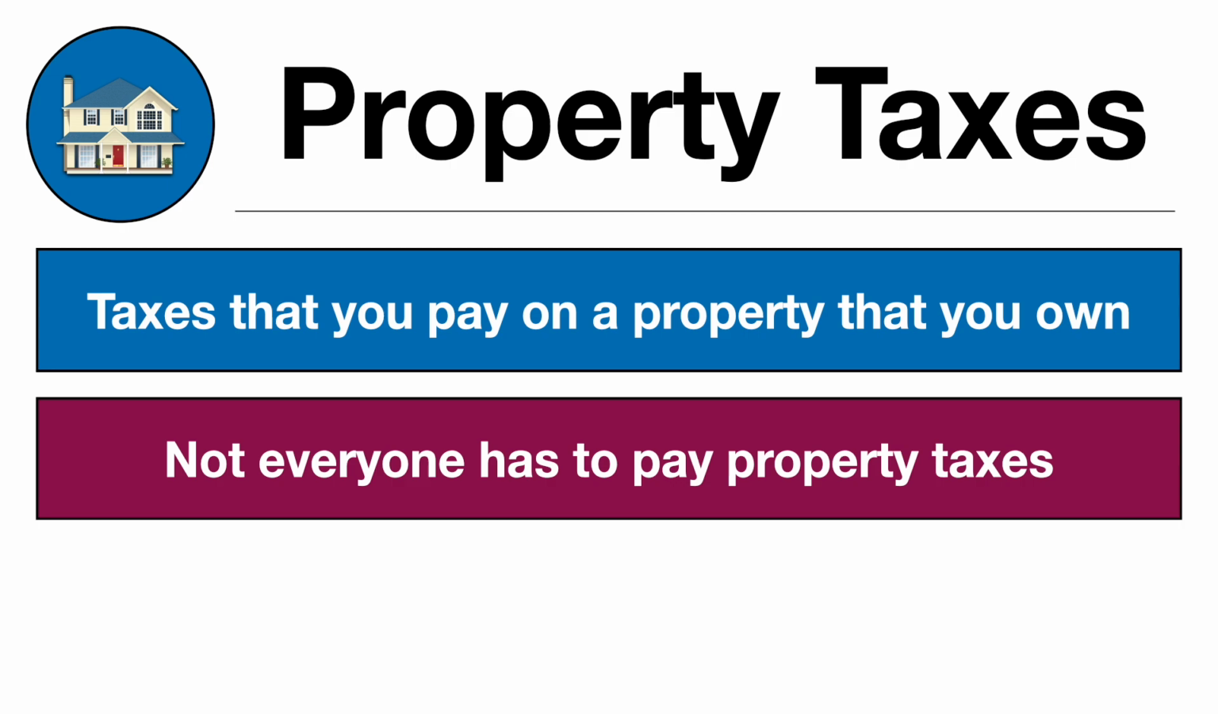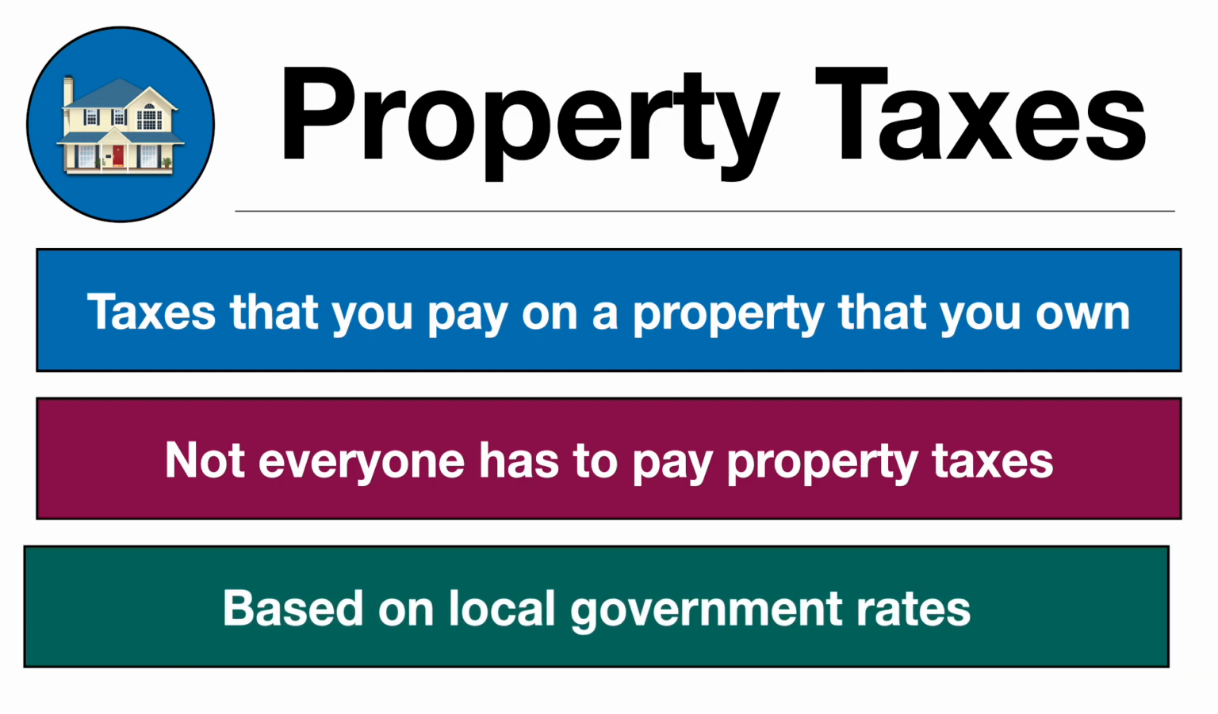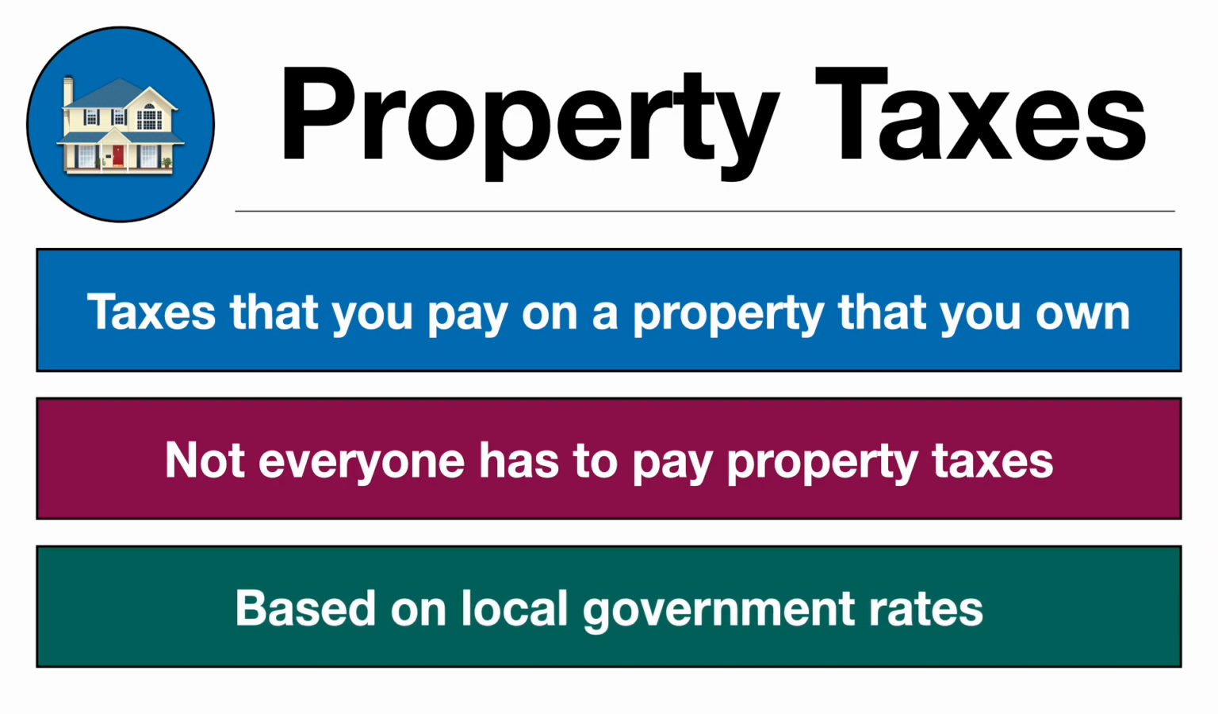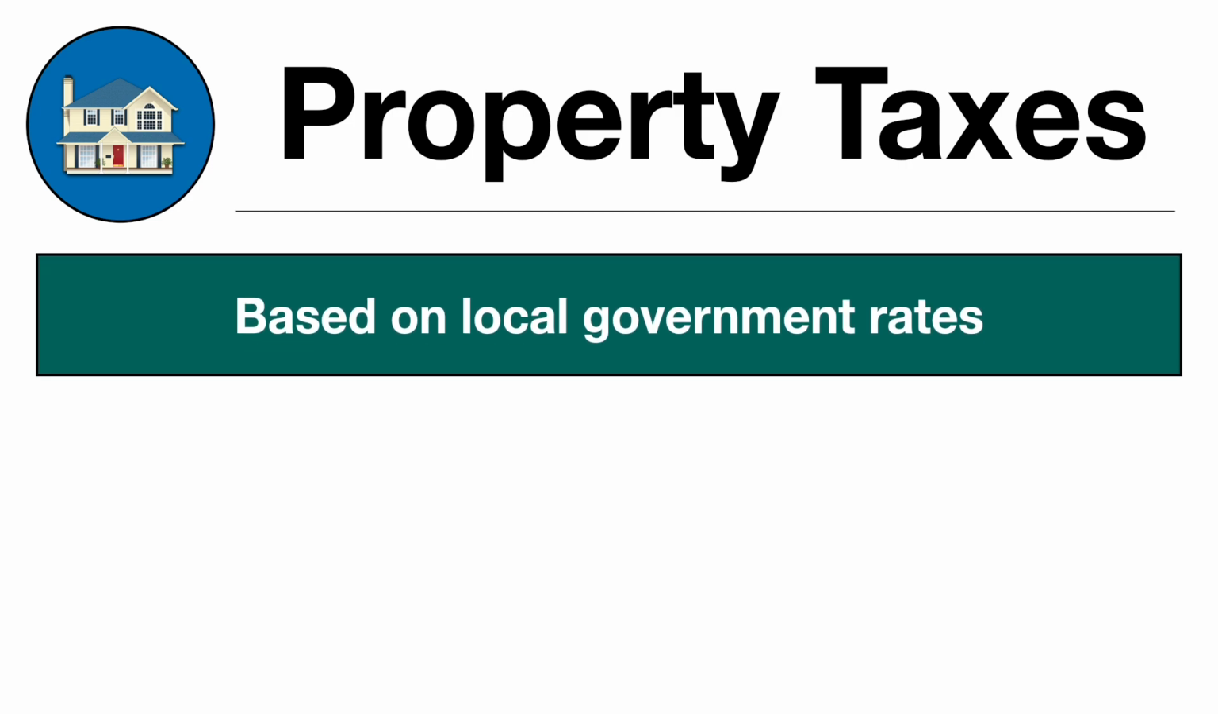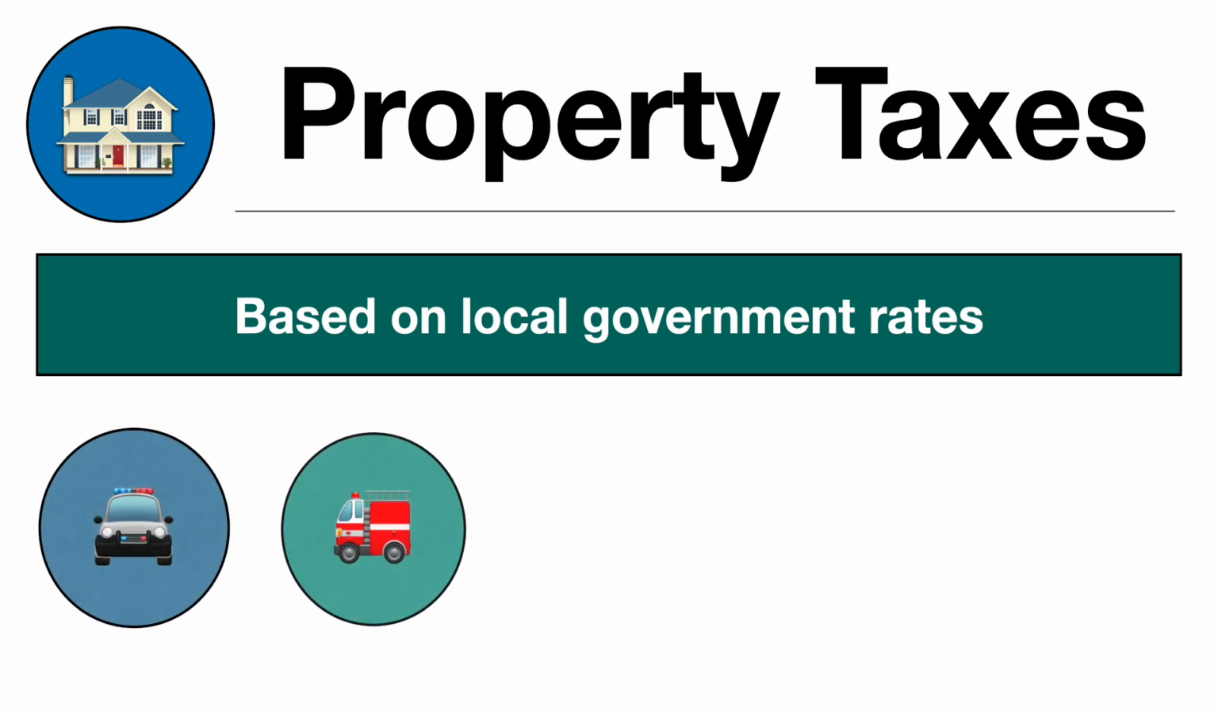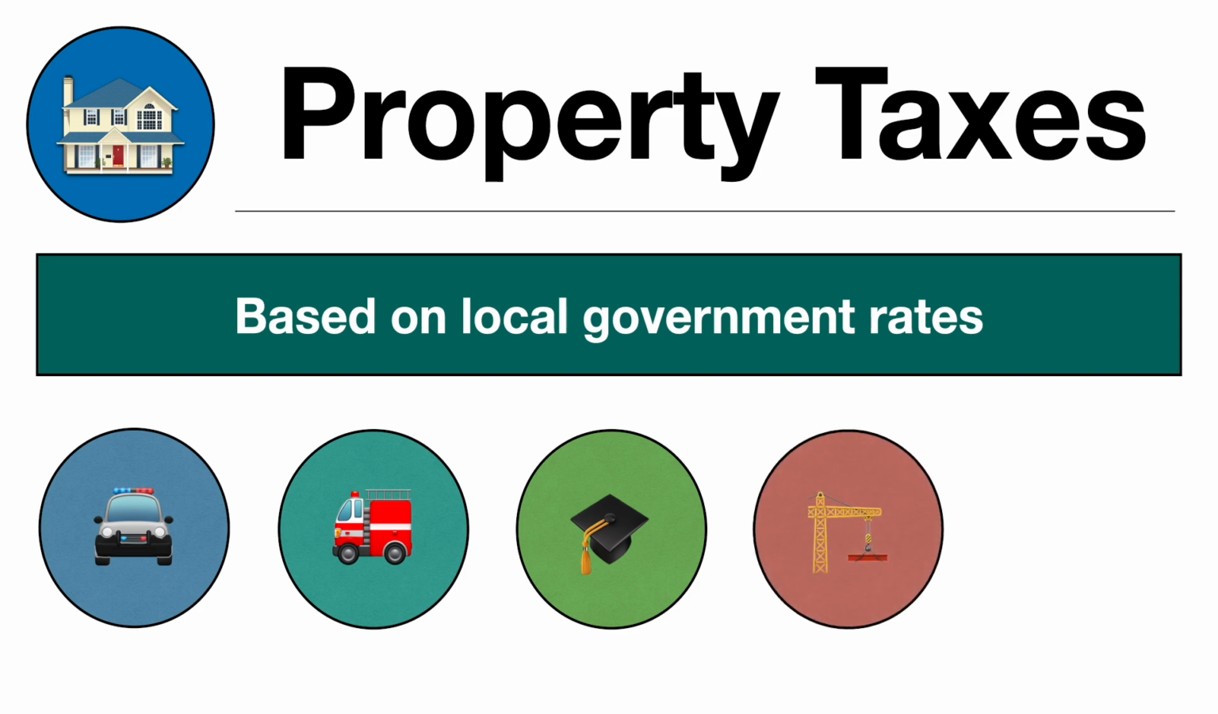One other thing to note about property taxes is that they are always based on local government rates. So it's going to be way different depending on where you live. Let's get into that real quick. Again, it's based off local government rates and not your state or federal stuff. Property taxes are all about local government, specifically your county. They fund things like local police, fire, education, local infrastructure projects, and local libraries. Those are the primary things that property taxes pay for at the local level.